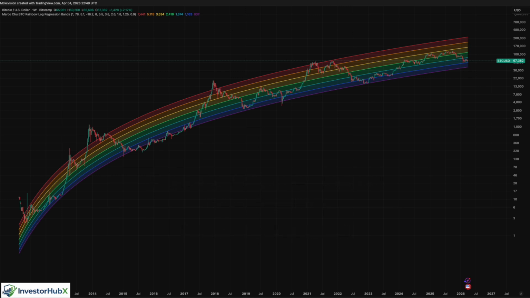Pair this with other metrics, like the Fear and Greed Index, on-chain data, or the halving cycle, and you've got a much clearer picture than 99% of retail investors.